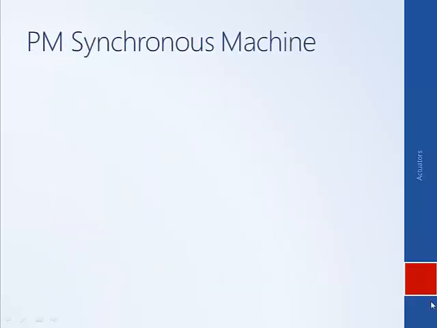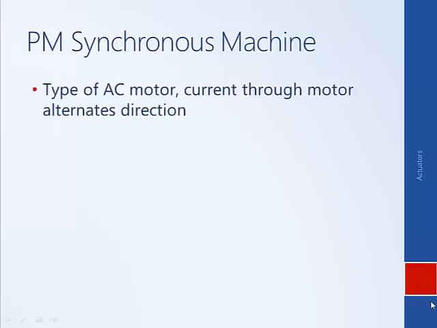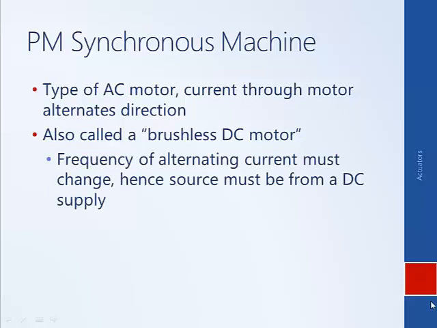One type of AC motor that's important for electric vehicles is the permanent magnet synchronous motor, or the PM synchronous machine. It's a type of AC motor in the sense that the current through the motor alternates direction. The current alternates, that's what AC stands for, alternating current, as opposed to the DC motor where the current remains in the same direction, direct current. A PM machine is also sometimes called a brushless DC motor. The fact that the frequency of the alternating current must change means that the source must be from a DC supply. So it's sometimes called a brushless DC motor because the supply is DC, even though the current itself is changing direction.